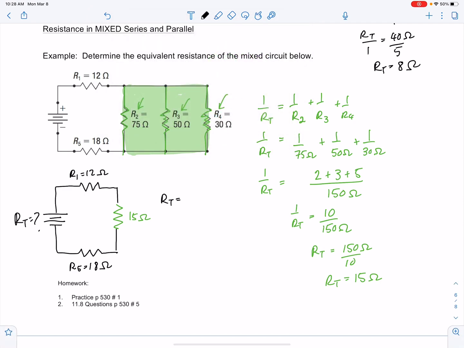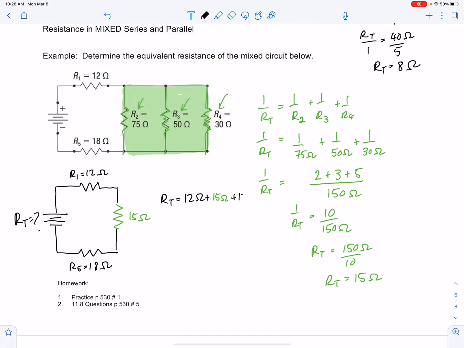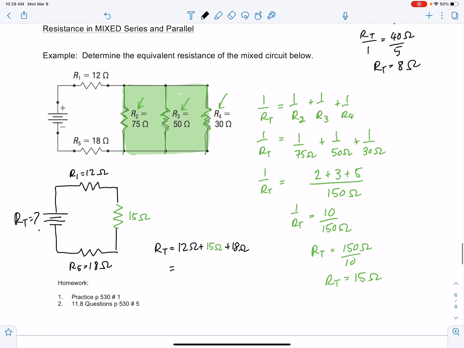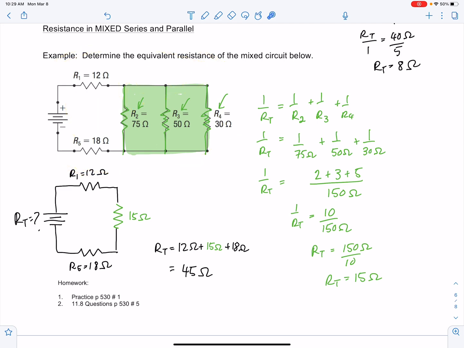So RT is equal to 12 ohms plus 15 ohms plus 18 ohms. Just move this into a clearer spot, not to get it confused with anything else. And if we add those all up, we end up with a total resistance of 45 ohms. So this mixed series and parallel circuit has a total resistance of 45 ohms. And we did that by separating it into simple parallel and simple series resistors.